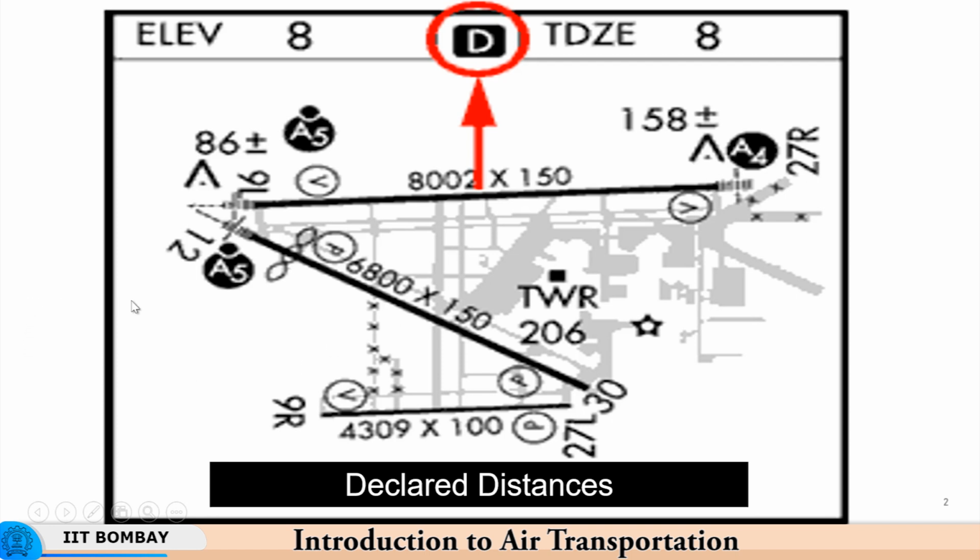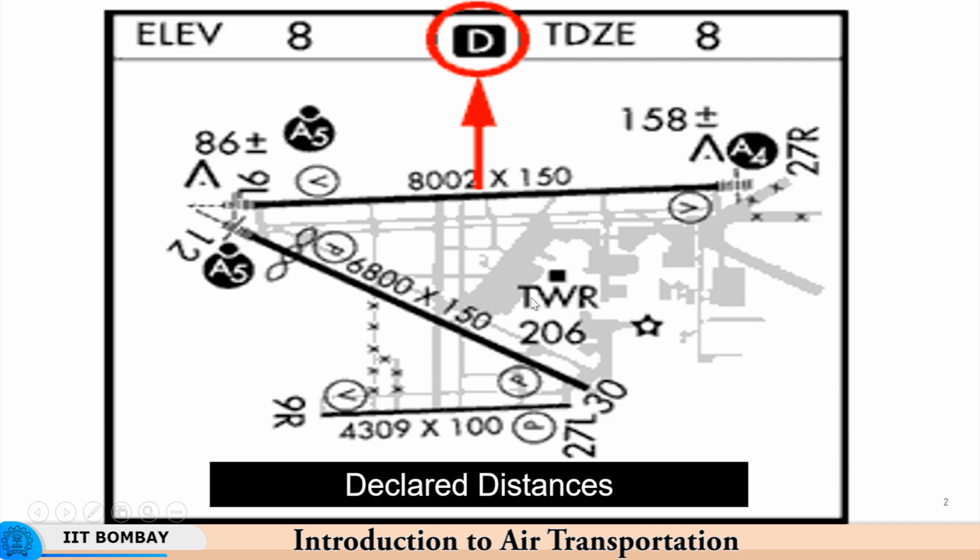So, as an aircraft comes from the left hand side to the right hand side, there are these 2 parallel runways. Note that the distance mentioned is 8002 feet length and 150 feet width. For this runway, the declared length is only 4309 feet and the width is 100 feet, and for the inclined runway, which is 1230, the length is 6800 feet and the width of the runway is 150.